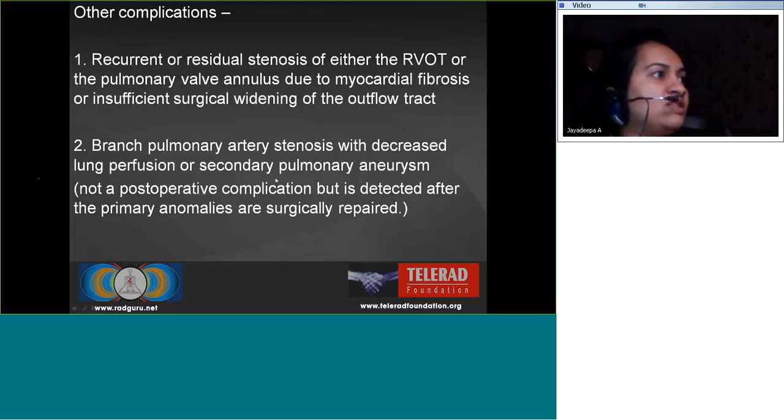What are the other complications that can be there? Recurrent or residual stenosis of either the RVOT or the pulmonary valve annulus due to myocardial fibrosis or insufficient surgical widening of the outflow tract. Branch pulmonary artery stenosis with decreased lung perfusion, or secondary pulmonary aneurysm. This is not primarily a post-op complication, but is detected after the primary anomalies are surgically repaired.